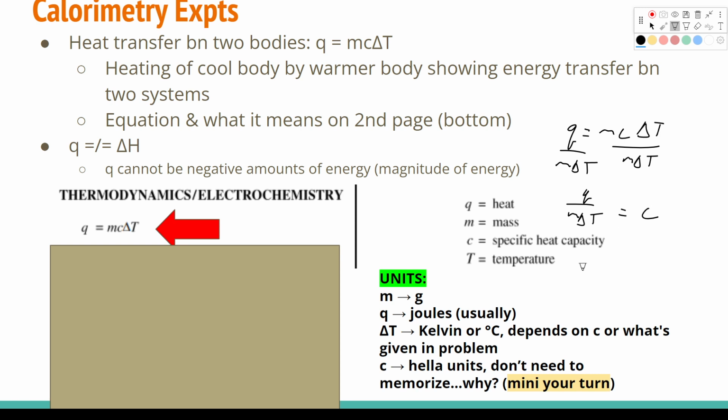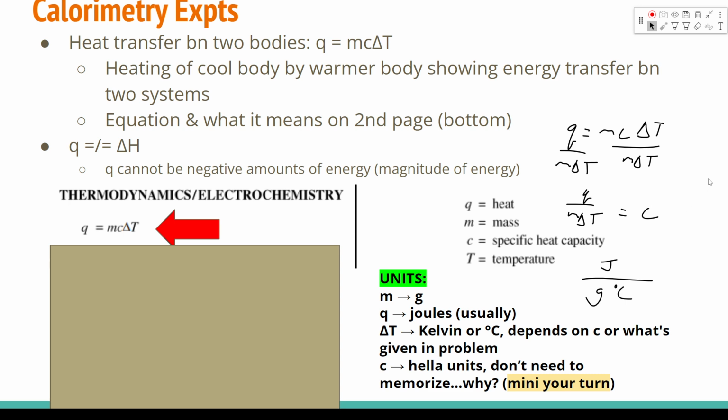And so Q is heat, so heat's in joules usually, so J. And then our M is mass, so that's grams. And our delta T is either Kelvin or degrees Celsius, it depends. And so you would have that. And so there's my units for C. Don't need to memorize it, just solve for it. Makes it so much easier.